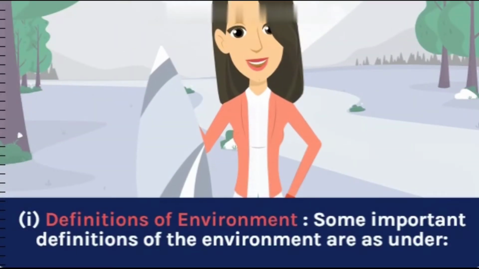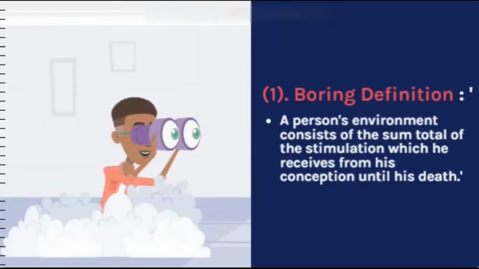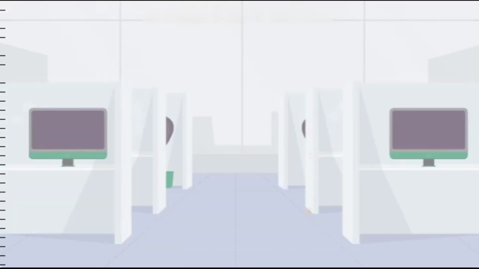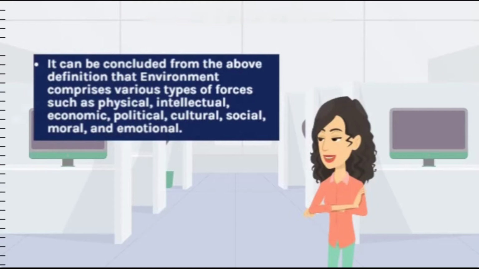Definitions of environment. Some important definitions of the environment are as under. 1. Boring definition. A person's environment consists of the sum total of the stimulation which he receives from his conception until his death. It can be concluded from the above definition that environment comprises various types of forces such as physical, intellectual, economic, political, cultural, social, moral, and emotional.